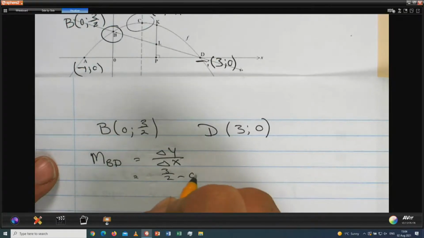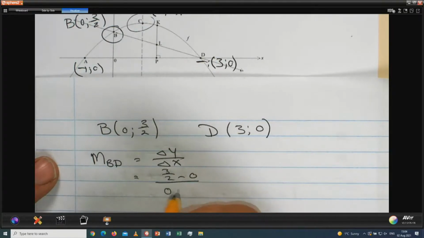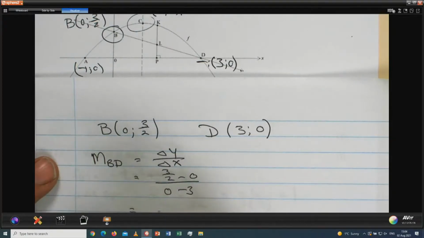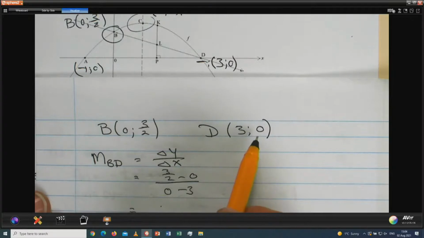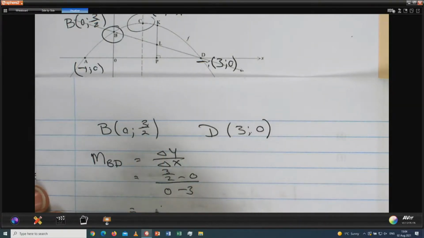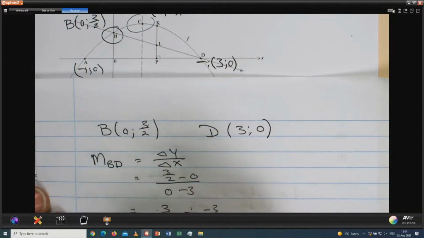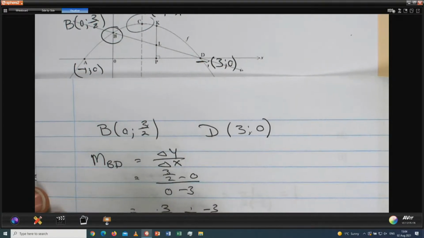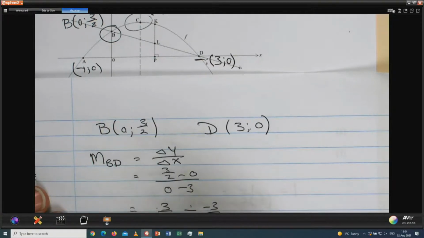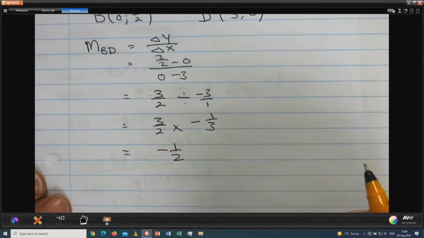2 minus 0 over 0 minus 3, and that is equal to, right, we said it is 3 over 2 minus 0, and it is 0 minus 3 over 2, so it is 3 over 2 divided by negative 3 over 1, which is 3 over 2 times by negative 1 over 3. So the gradient is negative a half.